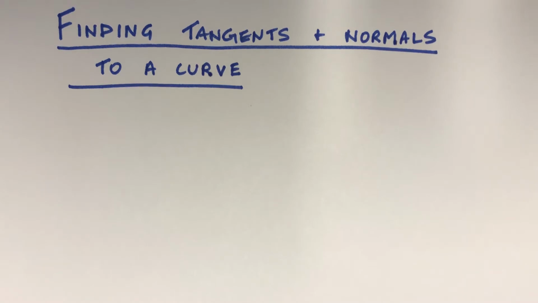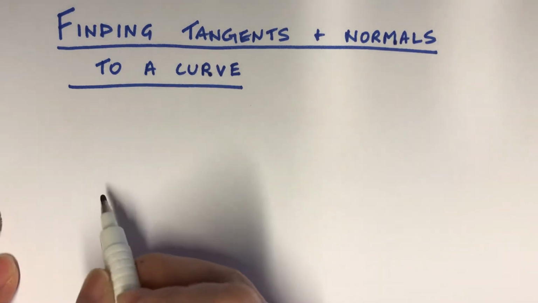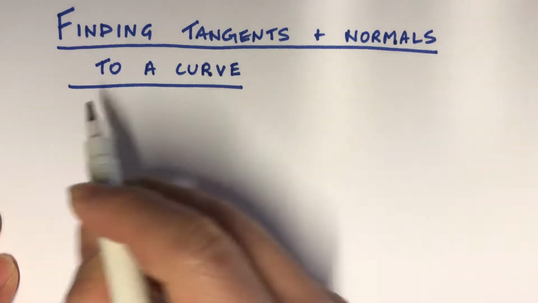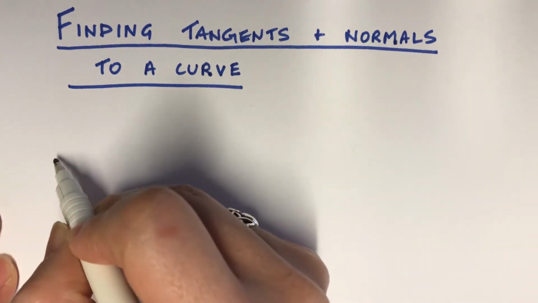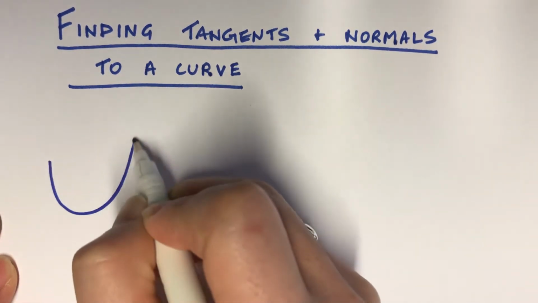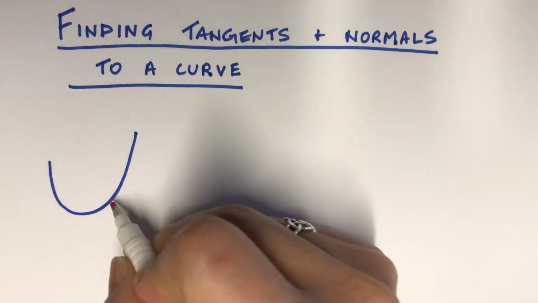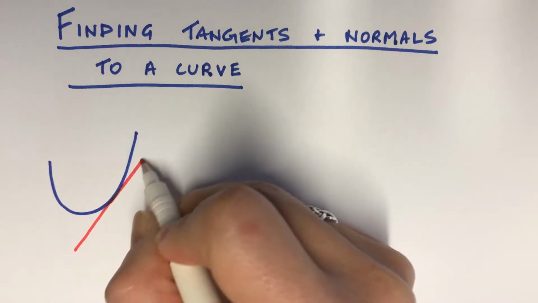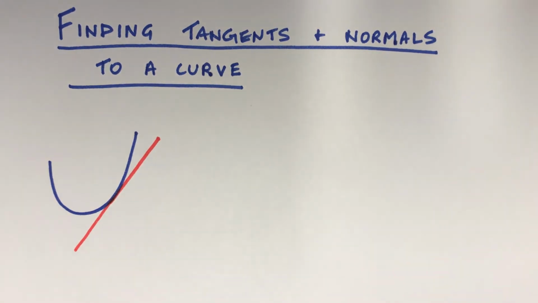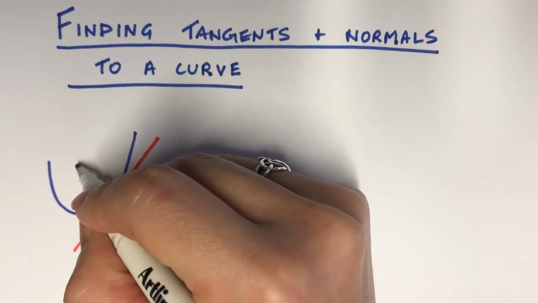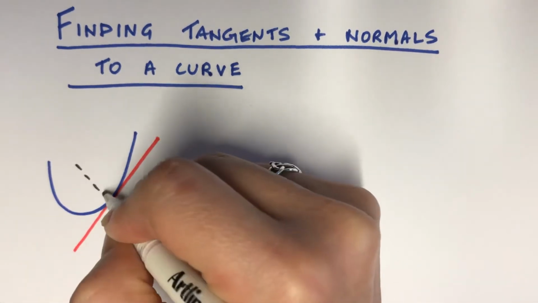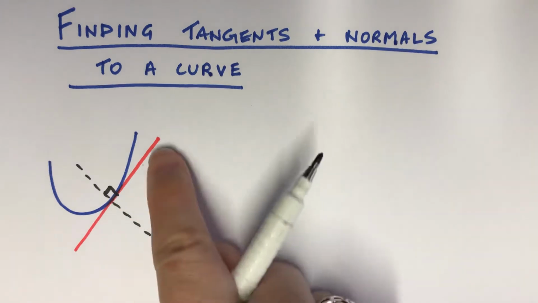So the basic idea, I'm just going to sketch the graph here. So if I had a curve something like this, and then the tangent will be just touching once, and then the normal will be something like this, perpendicular to that tangent.